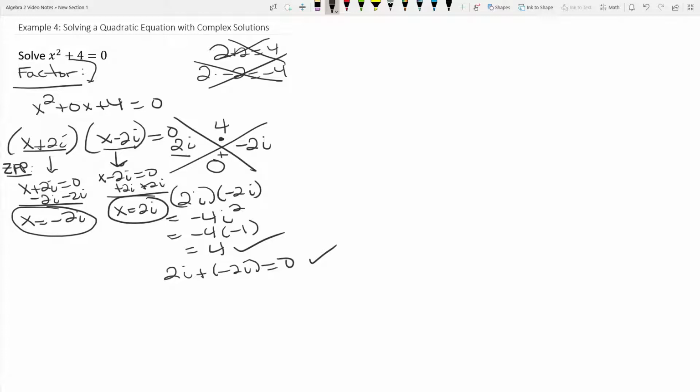However, there's an easier way to do this. We can do it with square roots. This is the square root method. If we want to do the square root method, then we have to solve for x here. So we've got to move the 4 to the other side. We're going to subtract the 4 from both sides.